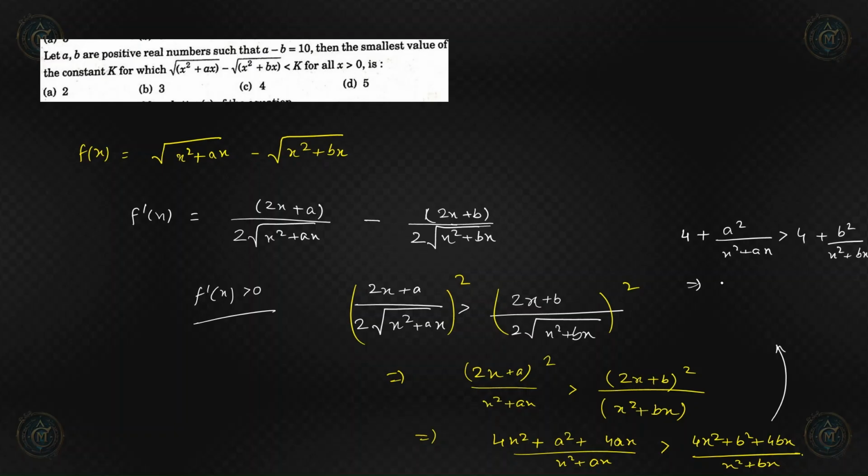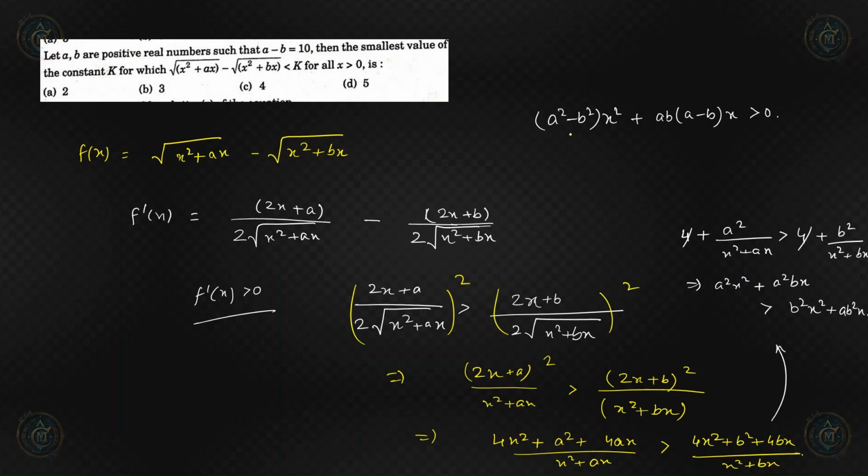That means a square x square plus a square bx must be greater than b square x square plus a b square x. Okay, so we get a square minus b square times x square plus ab times a minus b times x is positive.